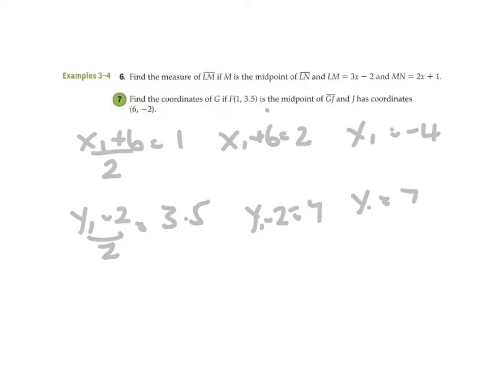No, it isn't, it's going to equal 9. Okay, so your coordinate is 9, -4. And again, that's what G equals. If you put G and your J together, do it through the midpoint formula, you should finish up with 1 and 3.5.